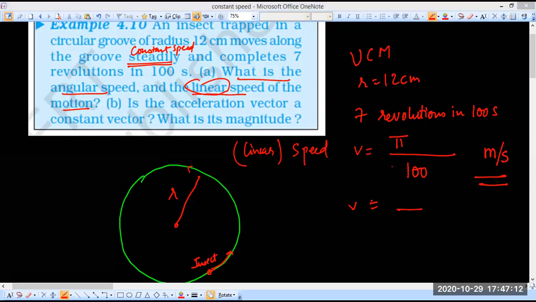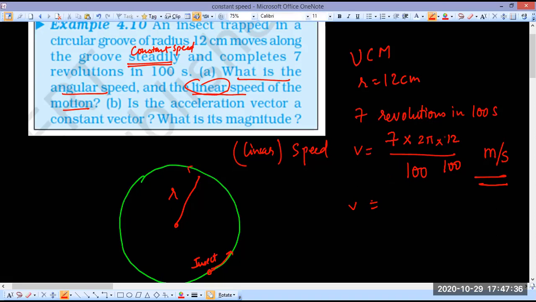Right, well, let's see. One revolution is 2 pi into 12 by 100. 12 is in centimeter. And then into 7 revolutions. So this is what your answer is supposed to be. Many of you made mistakes. I saw that.